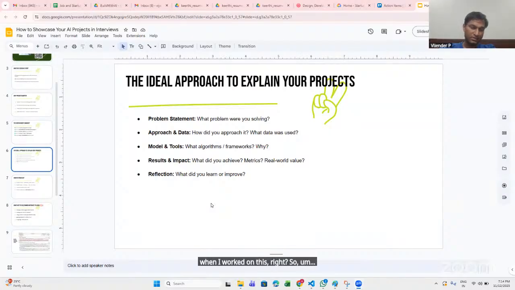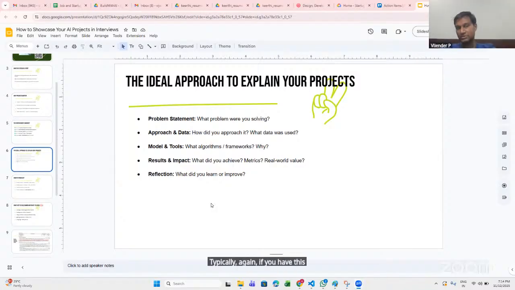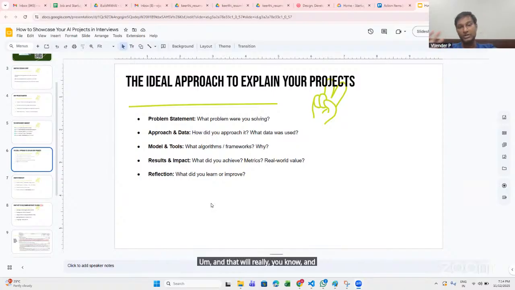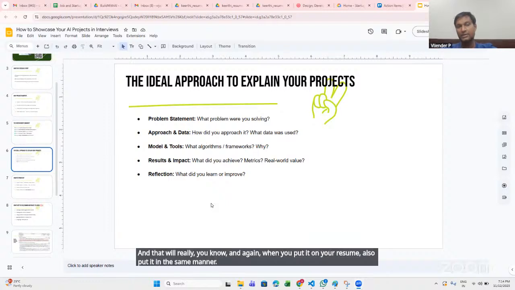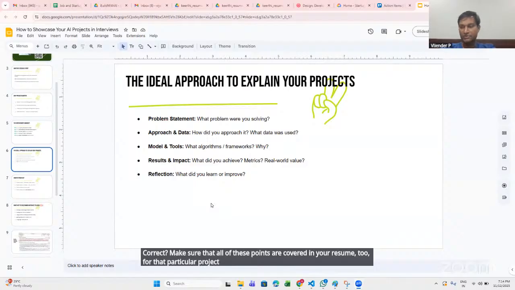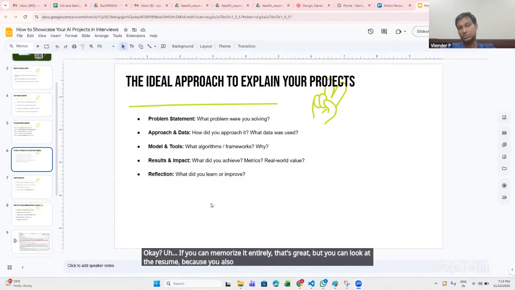Then the reflection, right? You should also say what did you learn or what did you improve. Now for every project, if you have this kind of a structure, it's very structured when you're explaining your thoughts. And when you put it on your resume, also put it in the same manner. Make sure that all of these points are covered in your resume too for that particular project. And more often than not, you don't have to memorize anything. If you can memorize it, that's great, but you can look at the resume because you also have access to it. Look at the resume and talk about it, that's fine. But you can stick to the particular format.